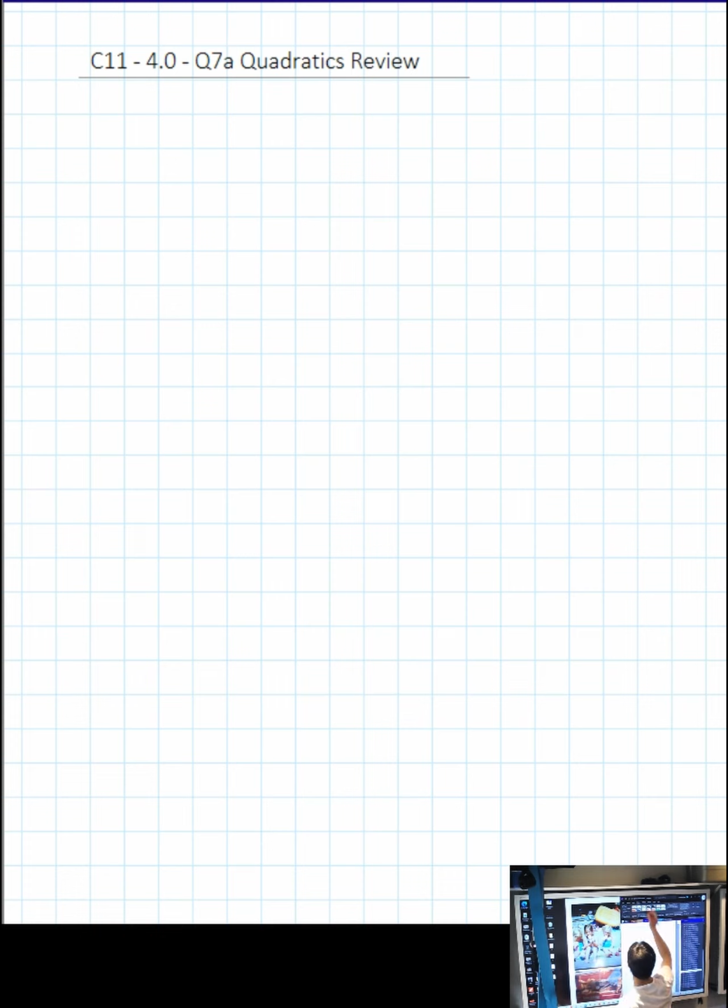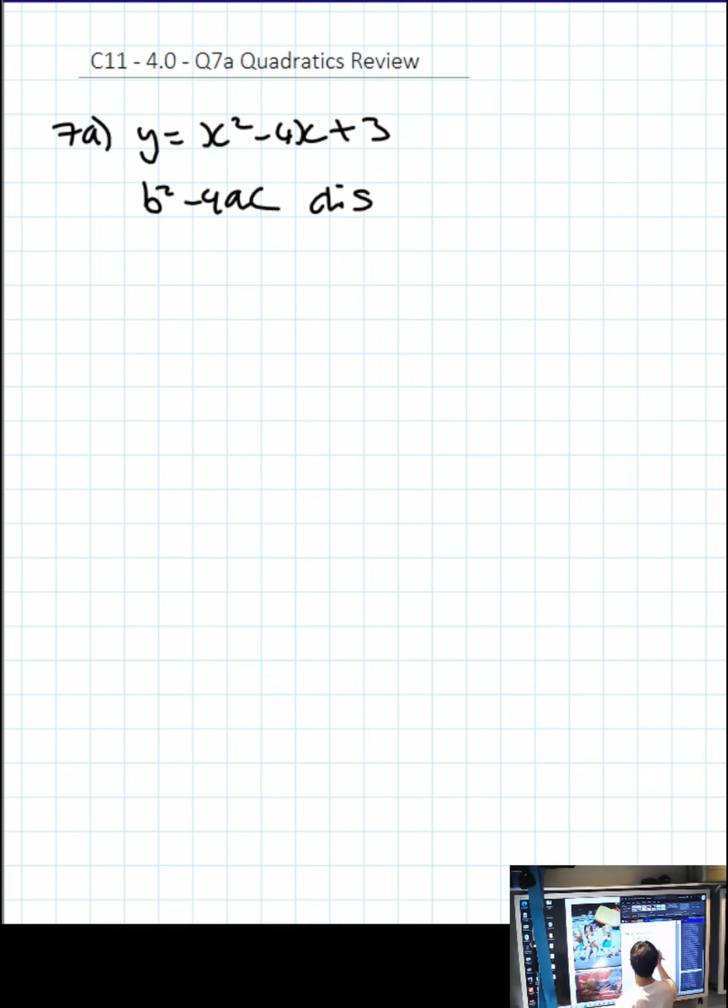Okay, 7a. Y equals x squared minus 4x plus 3. So it just says find the number of roots or x-intercepts or solutions or zeros, all the same thing. In order to do that, we're going to take the thing from underneath the square root in the quadratic formula, called the discriminant. Let's say b squared minus 4ac and write discriminant beside it. Discriminant. The whole thing, discriminant.